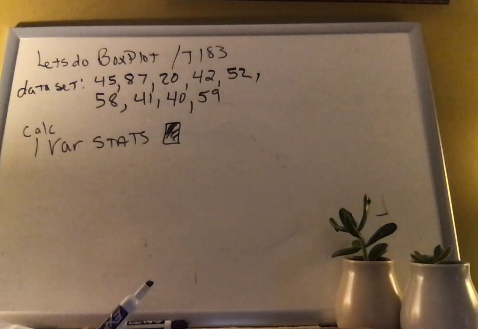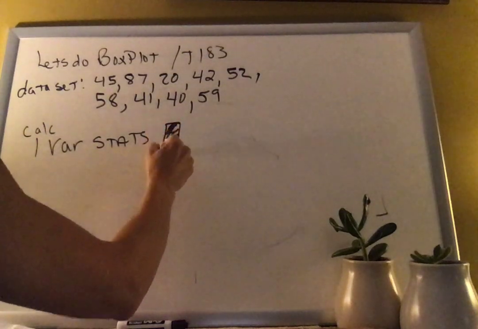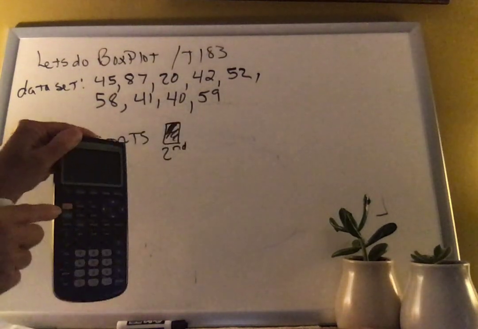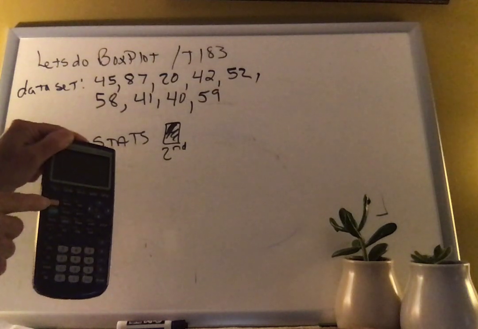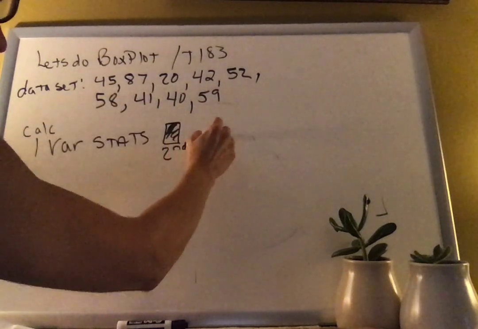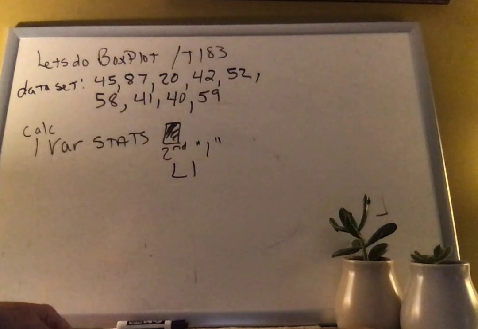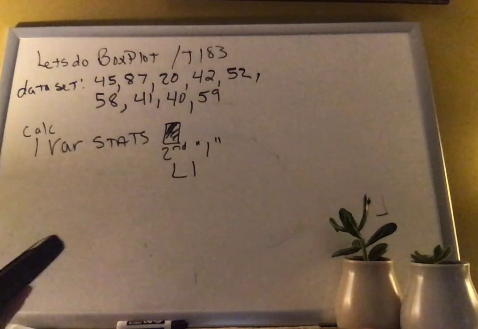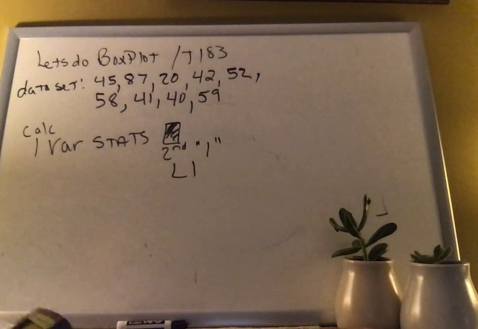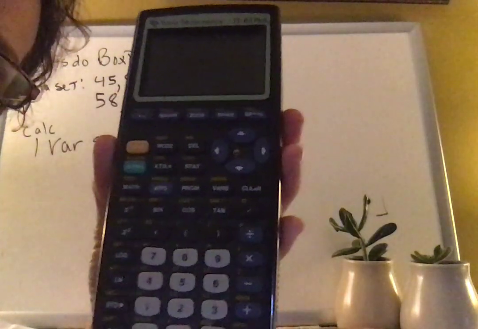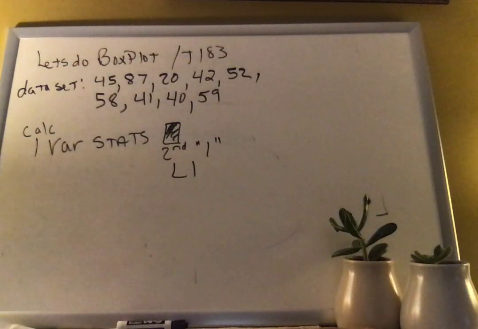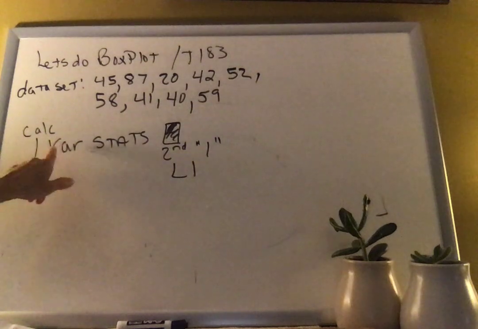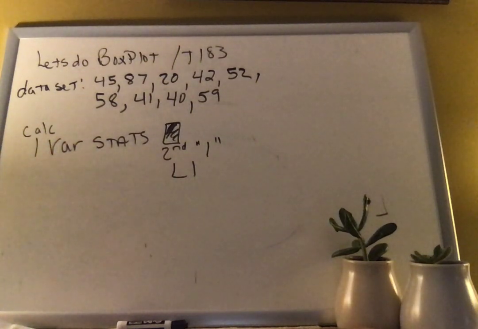Well, if you put your data into L1, you need to press the second function, the second button of the number 1. It's not always yellow, it's yellow on mine. When you do that, an L1 should come up on your screen. So it should say 1-Var Stats L1. Now hit enter and hold tight for a second.